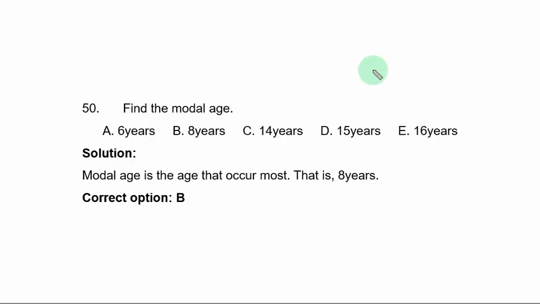Question 50. Find the modal age. Solution. The modal age is the age that occurs most. That is 8 years. The correct option is B.